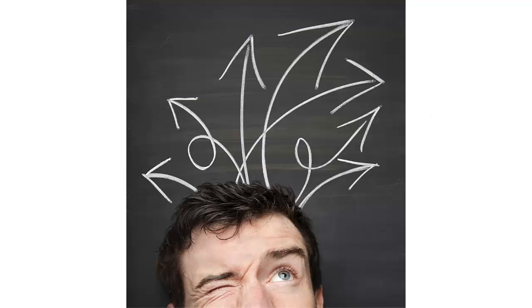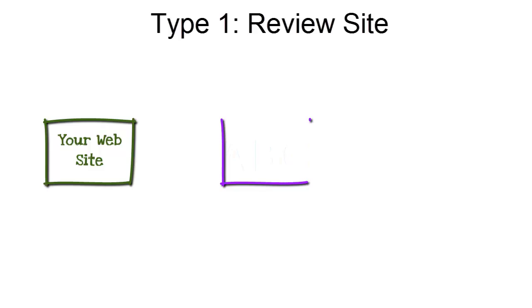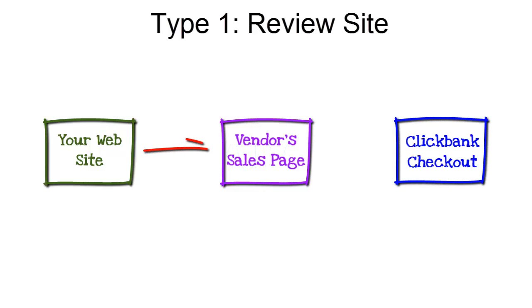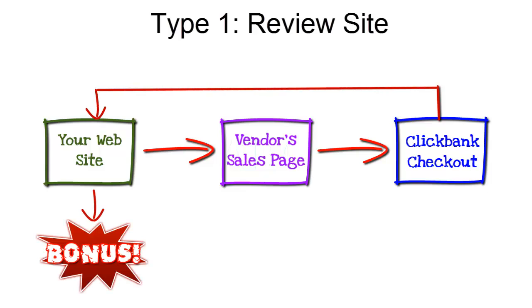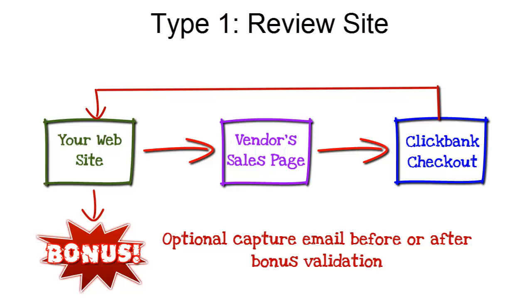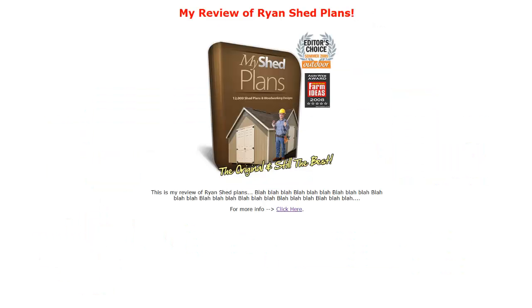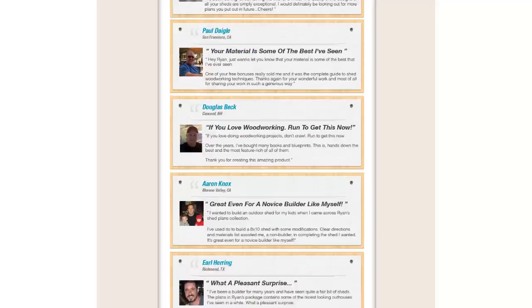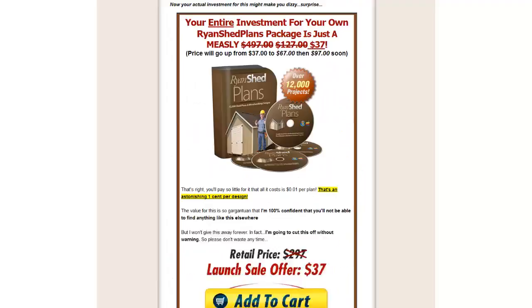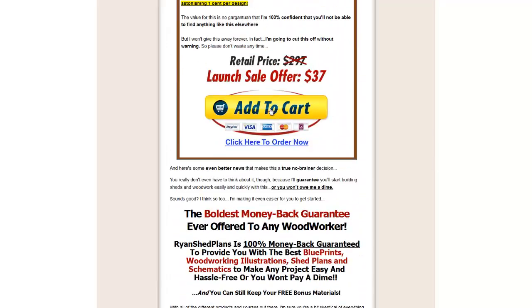Right then, before we do anything else, let's talk about the different types of campaigns that you can set up. The first type is when a customer visits your website and then proceeds to the vendor's sales page and then onto the ClickBank checkout to make a purchase. After the purchase, the customer returns to your website in order to claim their bonuses. So with that in mind, here is a quick mock-up of an affiliate review site, which takes us to the vendor's website, whereby the visitor, now having the affiliate referral, proceeds to make a purchase.